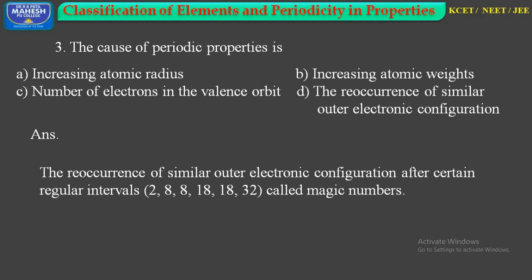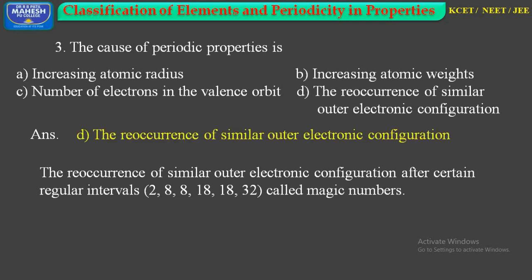So the numbers are 2, 8, 8, 18, 18, 32. So these are called magic numbers. So with this, the right answer is option D, the reoccurrence of similar outer electronic configurations. It is the main cause for the periodic properties in the table.